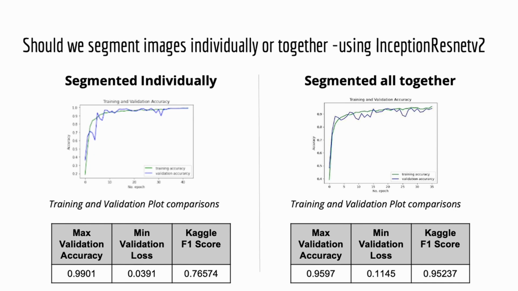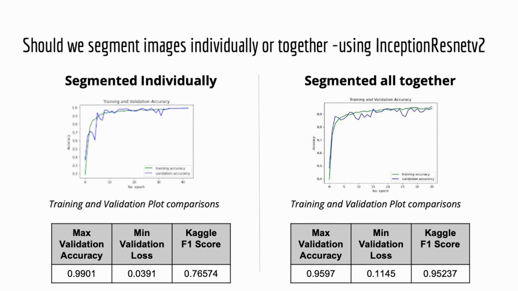Now, we would like to compare the results of models that were being trained by images segmented individually against those that were segmented all together. Images that were segmented individually meant that the classes were segmented according to their unique HSV range, while segmented all together meant that the classes were segmented according to a common shared HSV range. As seen from the segmented individually score, it has a higher validation accuracy and a lower validation loss. However, it has a lower Kaggle score.